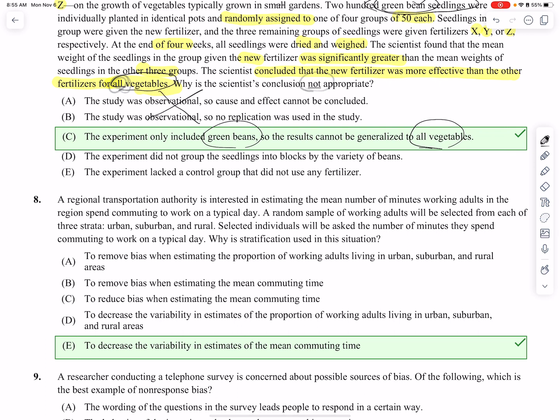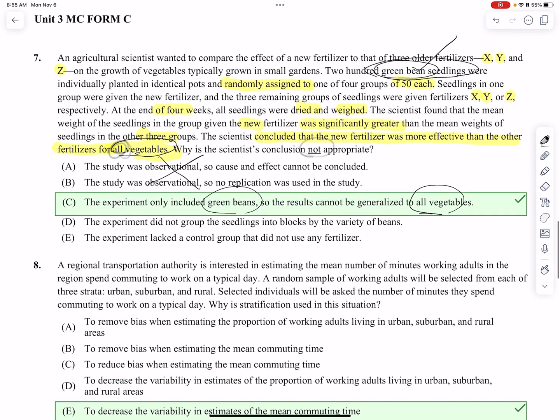And these are not observational, so you could definitely cross those out. I'm just trying to see what the other ones are, but this is, and it didn't lack a control group as well, so definitely C.